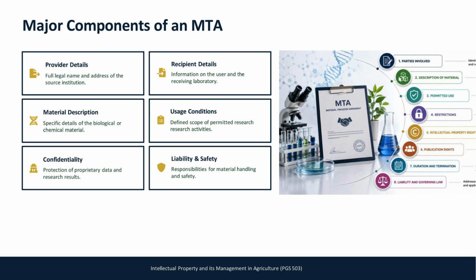The first is provider details, full legal name and address of the source institution. The next is recipient details, information on the user and the receiving laboratory. Another component is material description, specific details of the biological or chemical material. Following that, usage conditions, defined scope of permitted research activities. Then we have confidentiality, protection of proprietary data and research results. And finally, liability and safety, responsibilities for material handling and safety.